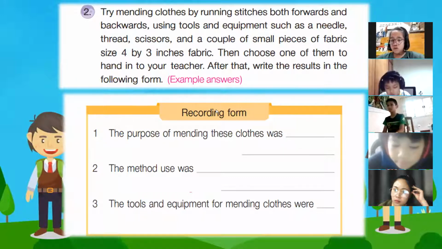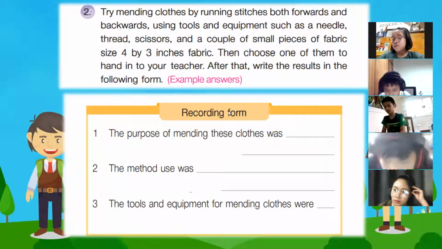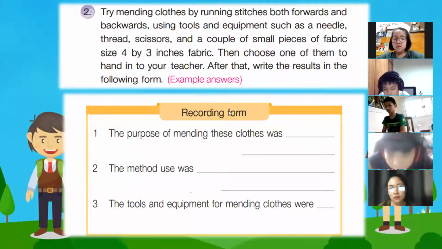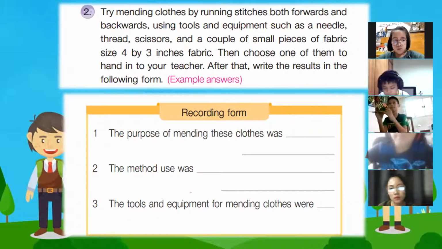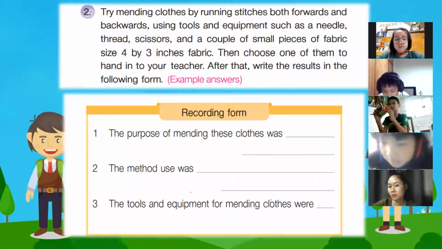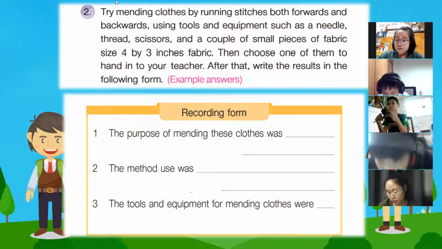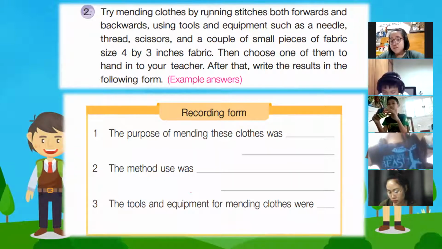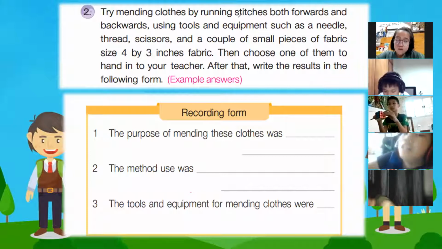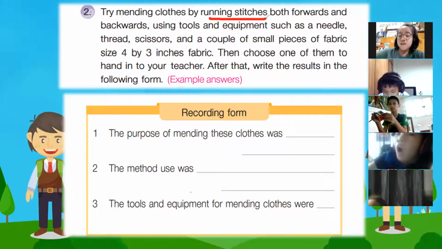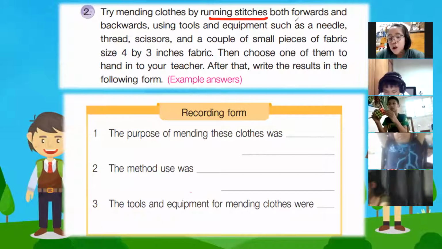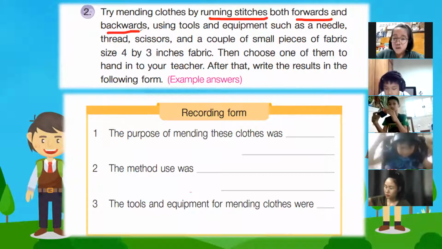Okay, students, this is the one that the teacher already told you, that you have to practice by yourself. You just take a cloth with you and take the needle, the thread and the scissor and make your own mending. How are you going to do that? It's already mentioned here. So try mending clothes by running stitches. So you have to perform running stitches, both forwards and backwards.